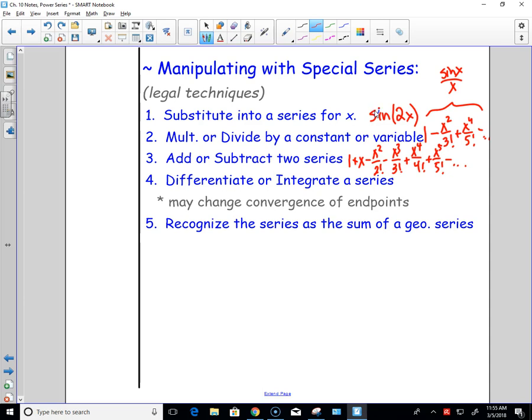Careful. It's cosine plus sine, or sine plus cosine. So you could add, cosine is this one, and sine is this one. Cosine starts x to the 0, sine starts x to the 1. Cosine's the even powers, sine's the odd powers, because cosine's even, sine's odd. We've already done a lot of work with differentiating or integrating, so we know that we can go from 1 over 1 minus x, integrating it to negative ln of 1 minus x.